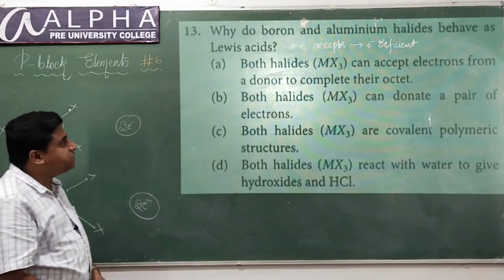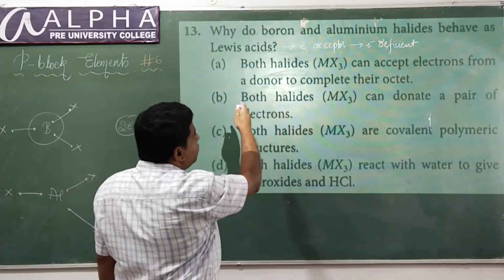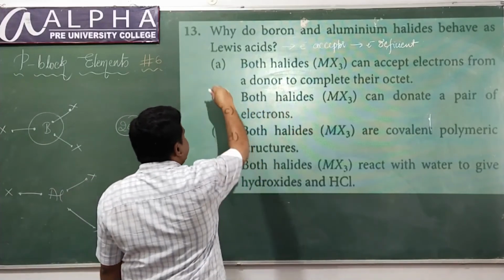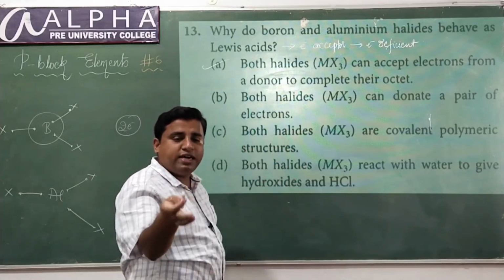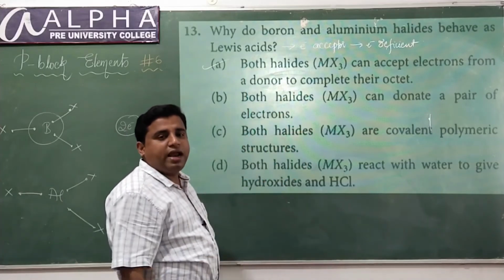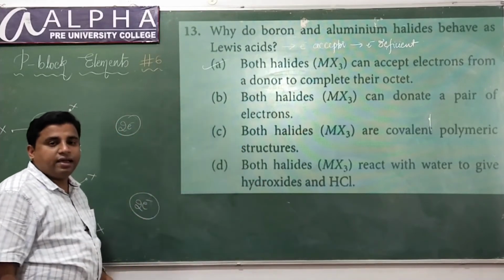So what is the correct answer? Both the halides can accept electrons from a donor to complete their octet. Why can they accept electrons? Because they are deficient of how many electrons? 2 electrons to complete their octet. So what's the correct answer? It is option A. Correct?